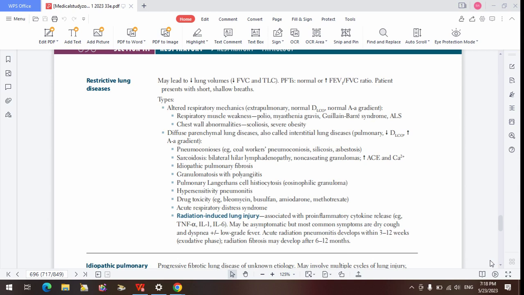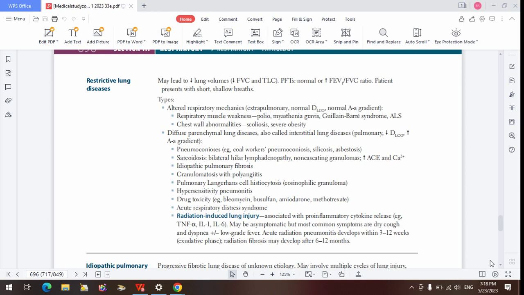Idiopathic pulmonary fibrosis is a cause of restrictive lung disease. We'll talk about it. Wegener's affects the lungs. It's a vasculitis that affects the lungs, so it can also affect the parenchyma. Conditions like pulmonary Langerhans cell histiocytosis, hypersensitivity pneumonitis, and drug toxicity like bleomycin, busulfan, amiodarone, methotrexate. These drugs can cause pulmonary fibrosis that is not idiopathic. So these ones are actually the ones that cause it, so it's not idiopathic. Pulmonary fibrosis can be a cause.